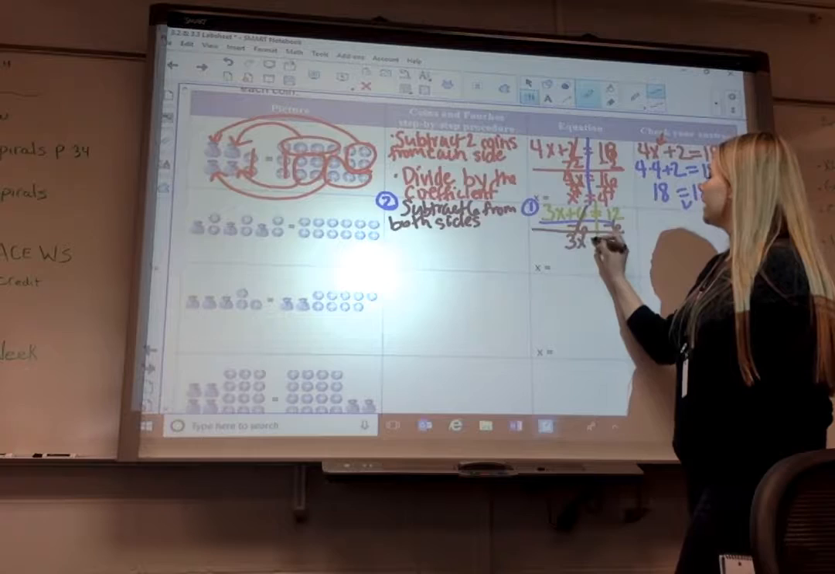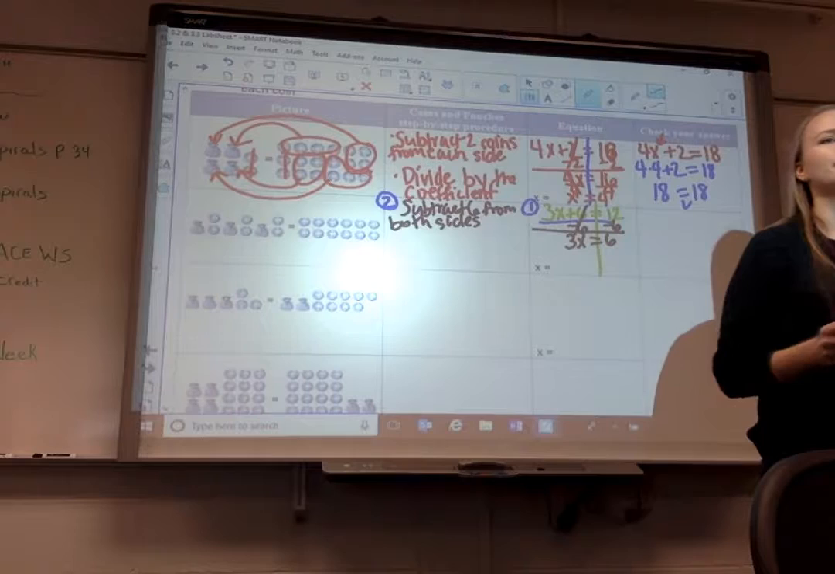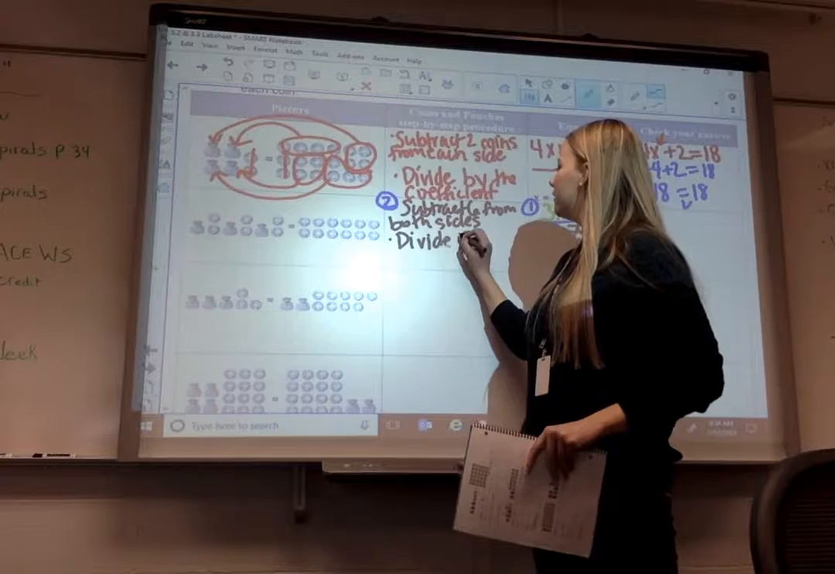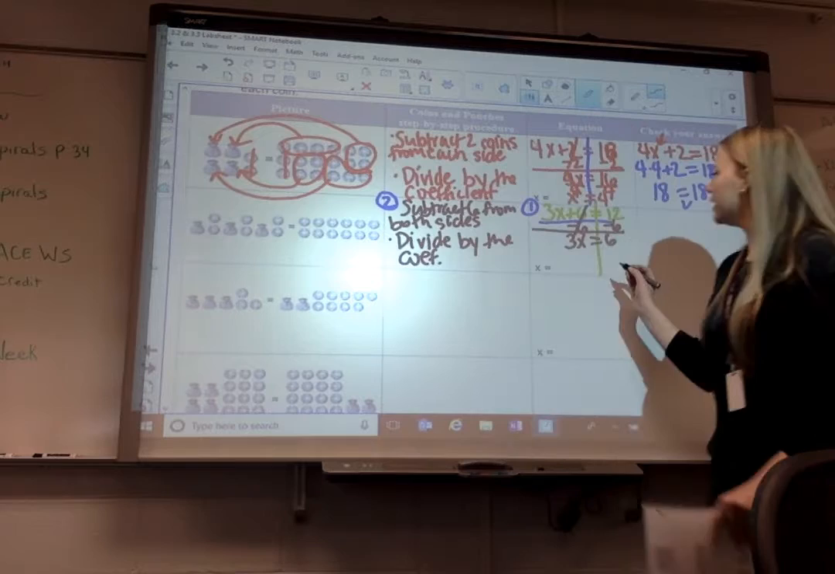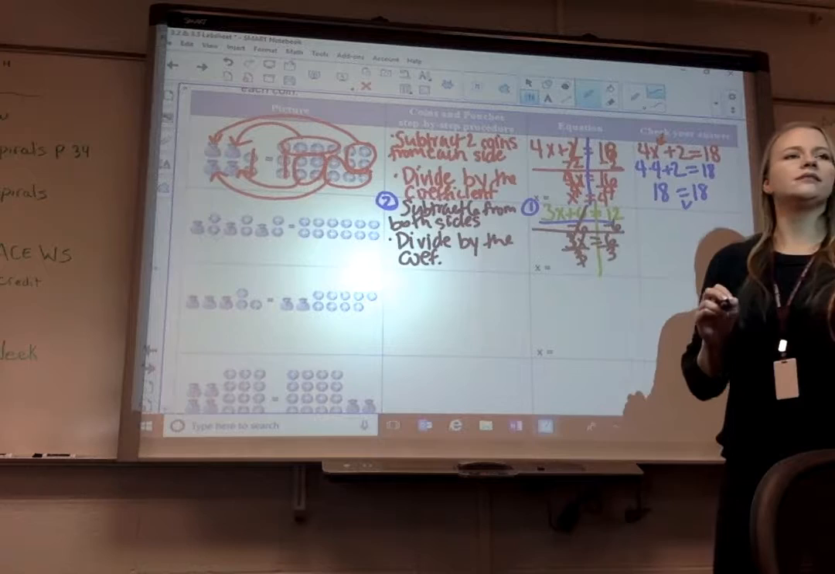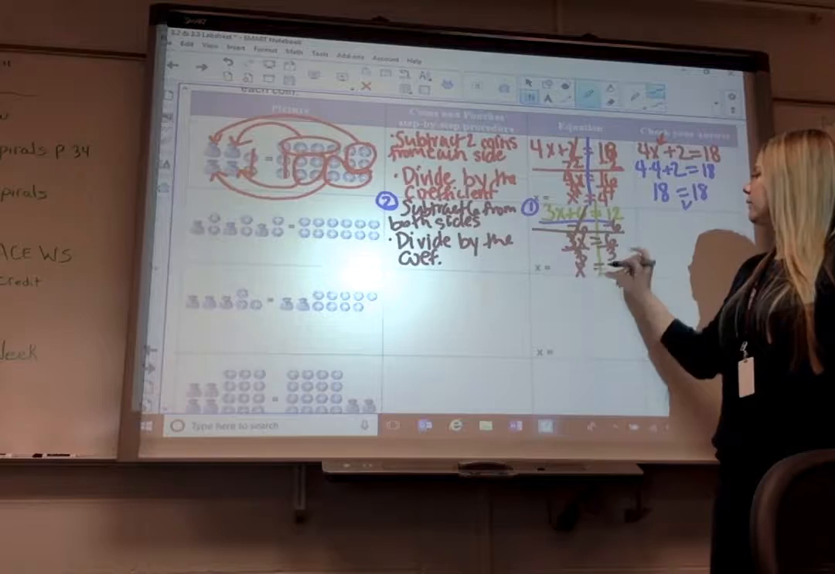And my second step, raise your hand and tell me. Someone besides Ashley, you're doing great. Yes. Divide by the coefficient. Perfect. I love how you said coefficient. Which is what? 3. So we divide by the coefficient on both sides. 3s are going to simplify to 1, 3x over 3. So you're left with x equals, what's 6 divided by 3? Everyone? 2.